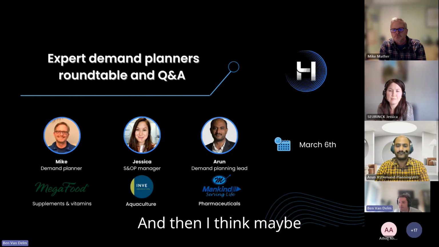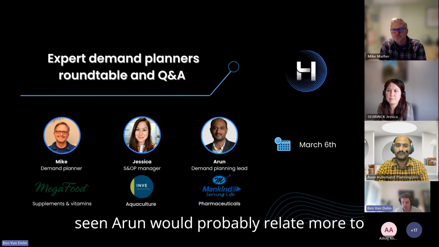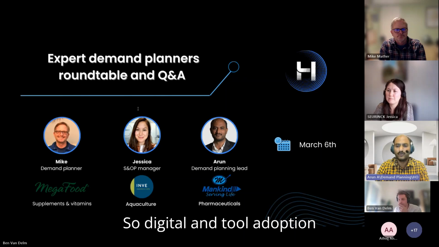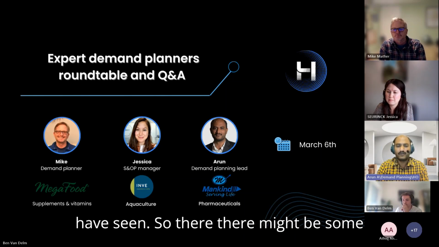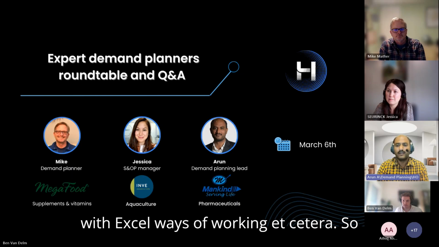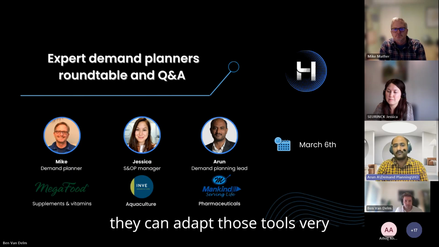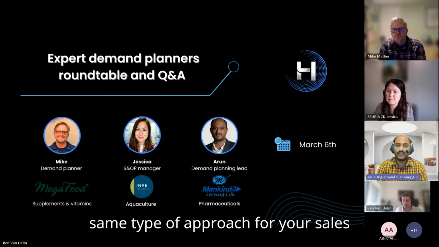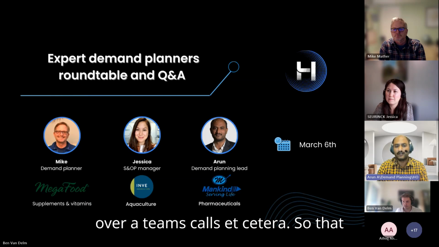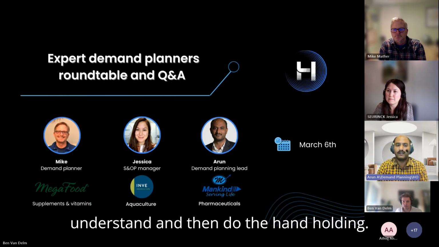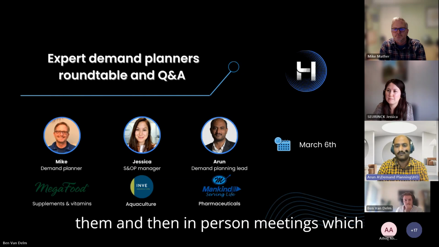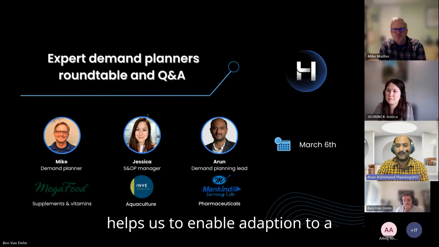And then I think maybe some of the challenges that you've seen, Arun, would probably relate more to the implementation part, I would assume. Can you share some things there? Yeah. So digital and tool adoption is one of the biggest challenges I have seen. There might be some of your marketing colleagues based out of the office, fully equipped with Excel ways of working, etc. They might be tech savvy and can adapt to those tools very easily, right? But if you go with the same type of approach for your sales colleagues and start training them over a video call or over Teams calls, that becomes really difficult for them to understand and then do the hand holding. So to support this, what we generally do is have 2 to 3 months of hand holding with them and then in-person meetings, which helps us enable adaptation to a greater degree.